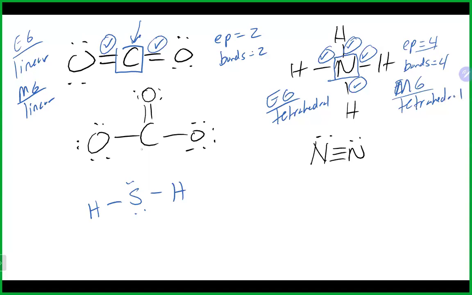We come over here to our CO3 2-, and take a look at the central atom. Electron pairs: 1 for the double bond, 2 and 3 total. In terms of bonds, 1 for the double bond, 2 and 3. 3 electron pairs gives an electron geometry of trigonal planar.